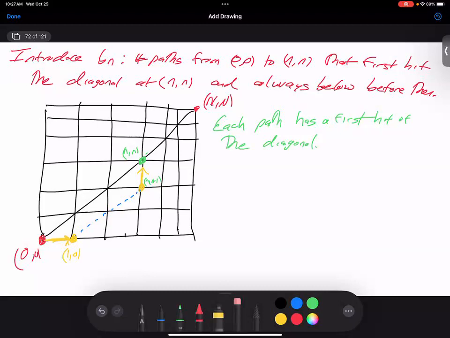So if I want to calculate the number of paths that will first hit at little n, I know I start off with an east step. I know I end with a north step. And then how many ways can I fill in the remaining? It's just going to be Cn minus 1. So we get the beautiful fact that Bn is going to be Cn minus 1. Does everybody understand and agree with this?